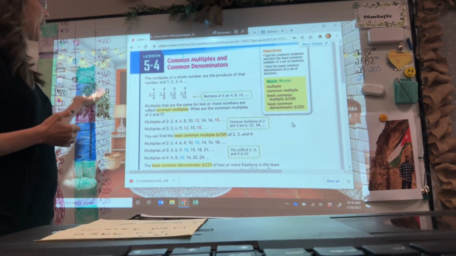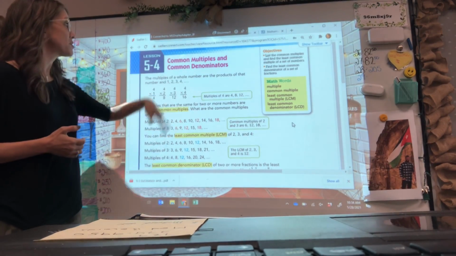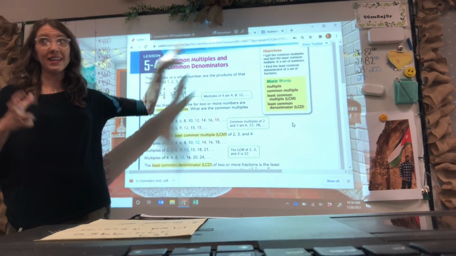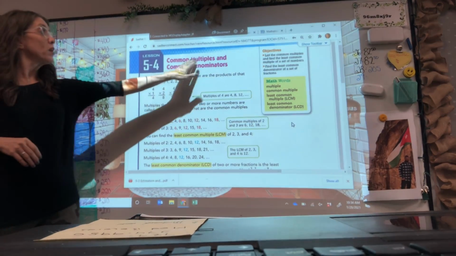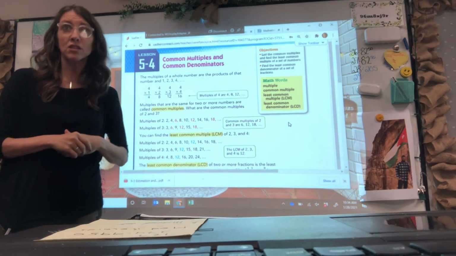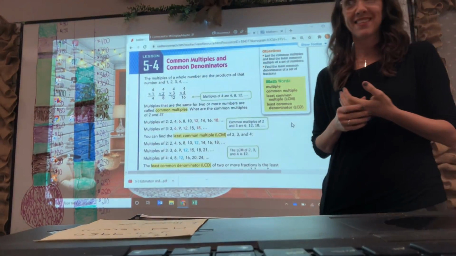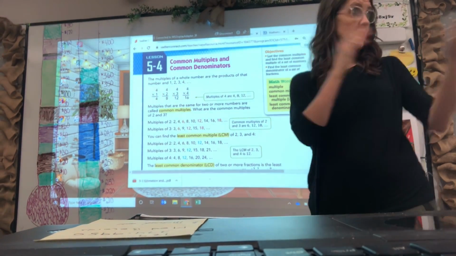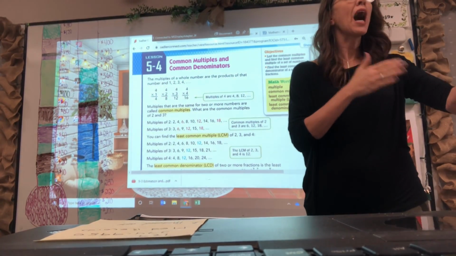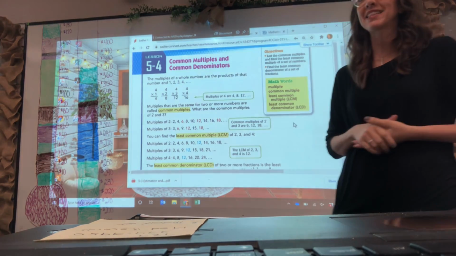So we're on lesson 5-4, common multiples and common denominators, right? We're getting into fractions here. So we know what multiples are, yes? Multiples of a number, we've already learned that. And what does the word common mean? The same, right? So we found common factors. Now we're going to find common multiples.